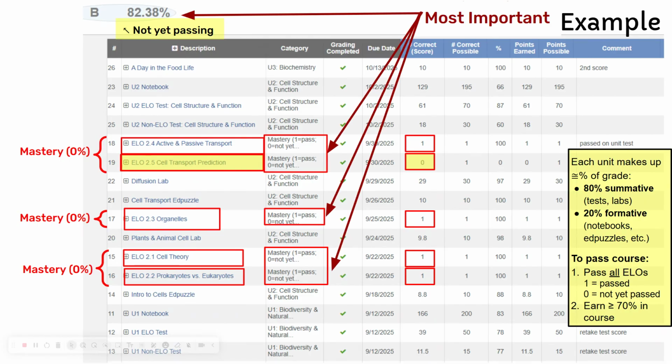So the most important things for you to look at are their overall grade and whether or not they have mastered the concepts. So I hope that helps you understand where your student is for their grade and if they are actually passing or not.